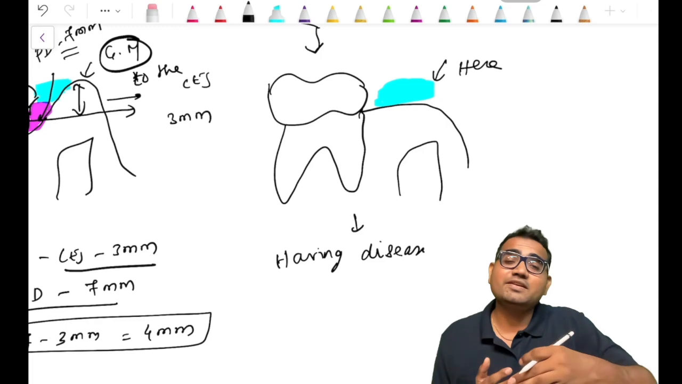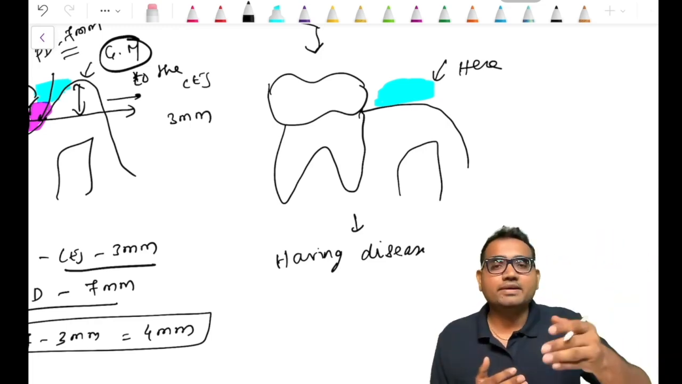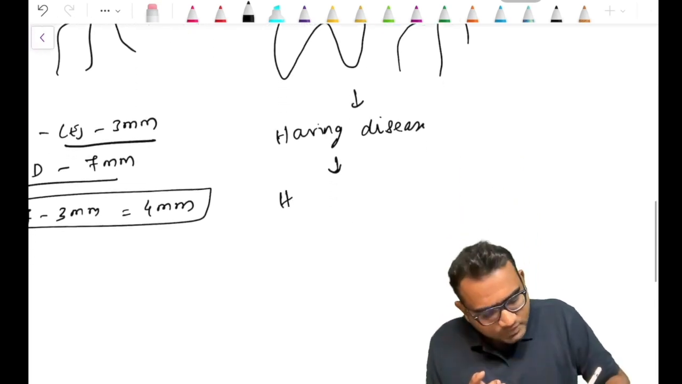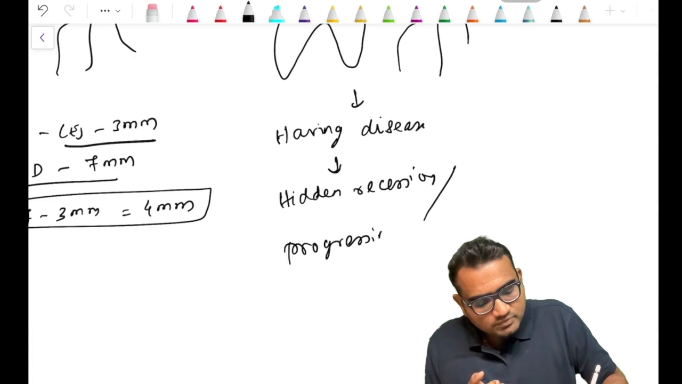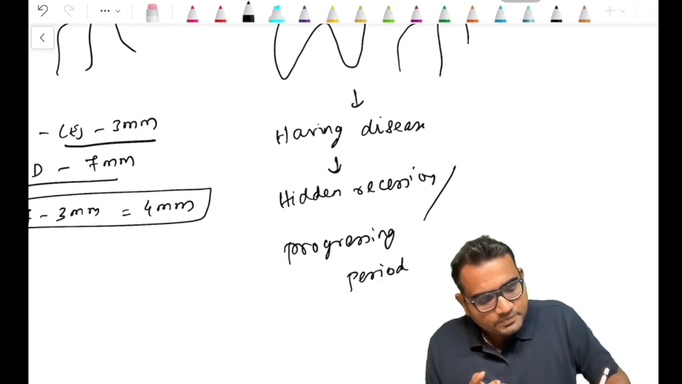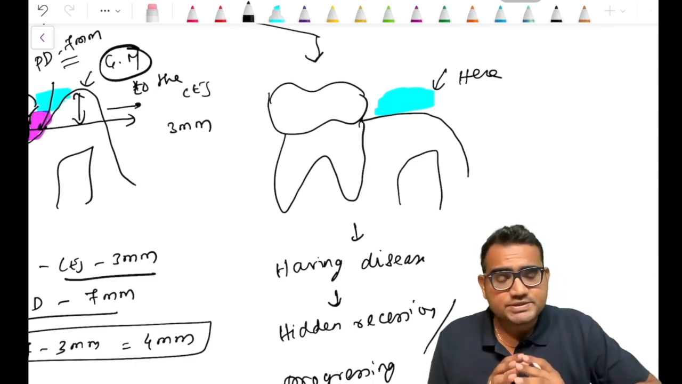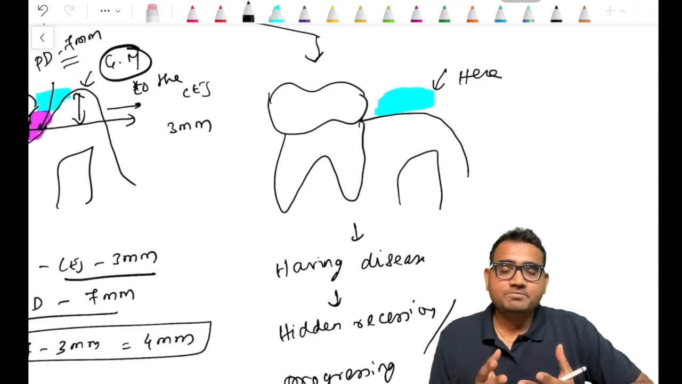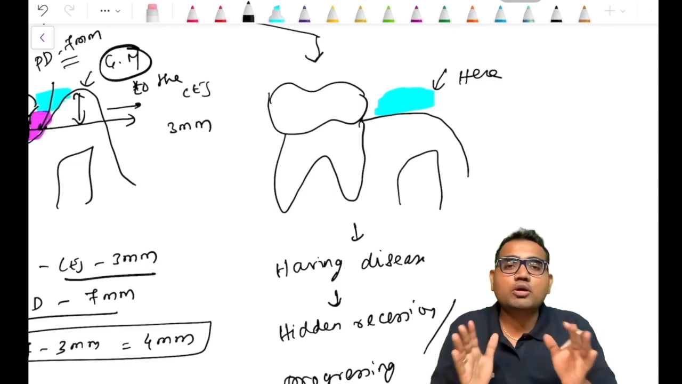The attachment starts at the level of CEJ, despite the patient having some kind of interproximal or interdental tissue loss. These kind of patients we are going to classify under hidden recession or progressing periodontitis. So what does this mean? Very simple. Patient is having some kind of disease, some kind of tissue loss or bone loss, but we cannot tell at what point it is going to stop.